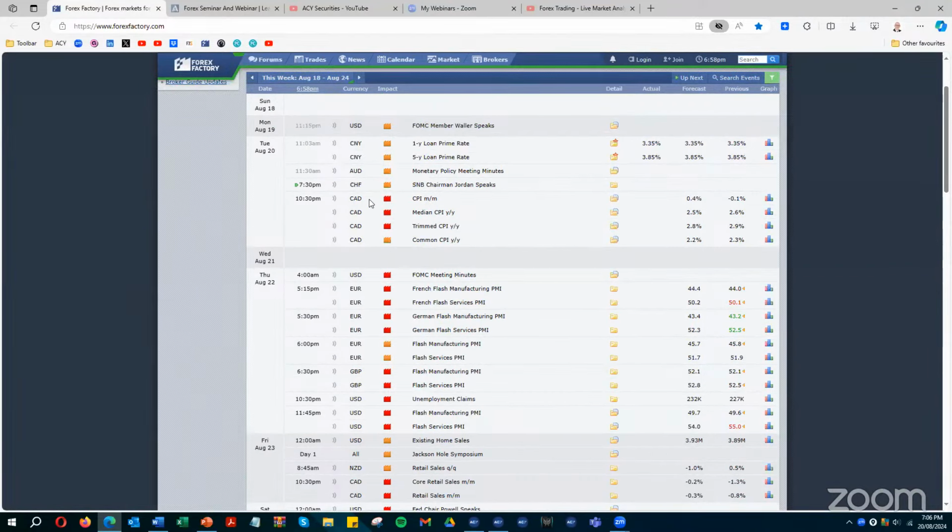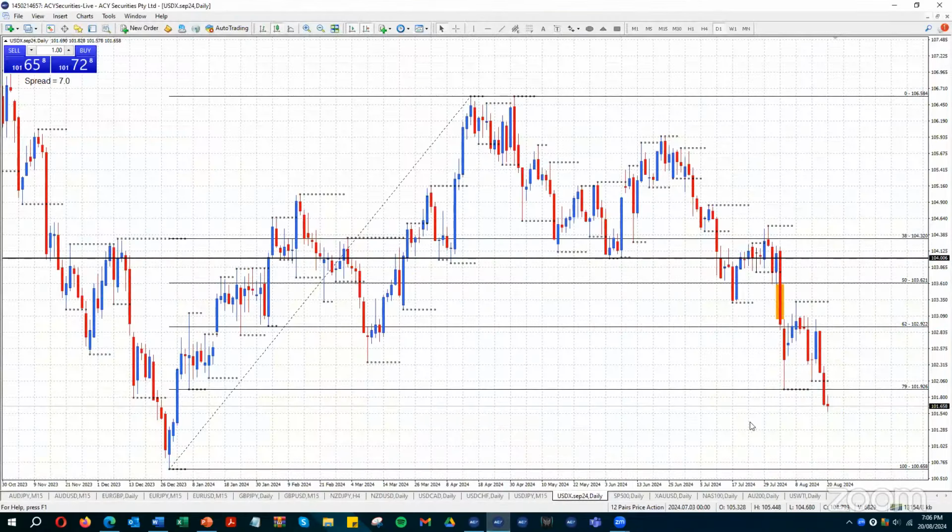So today, for Canadian crosses, CPI data coming out. All right, let's get to the charts now. Bringing my drawing tool in on the dollar index here. We actually put in a higher bottom last week. And that was up Wednesday here. And then we went the opposite way on the Thursday news, which was positive.